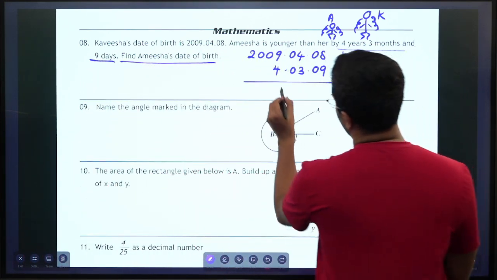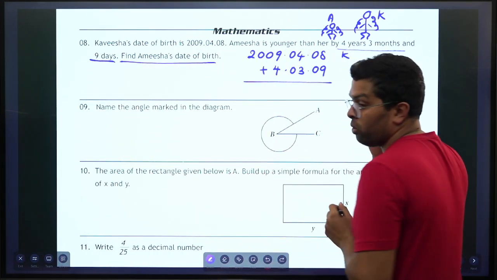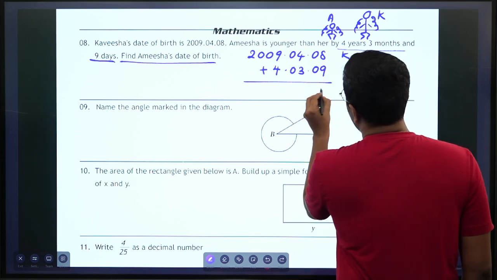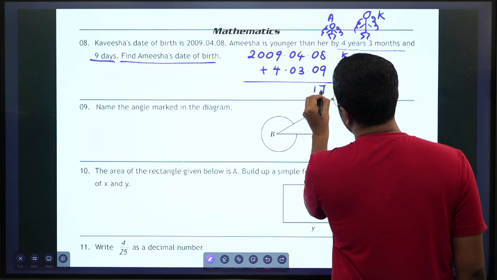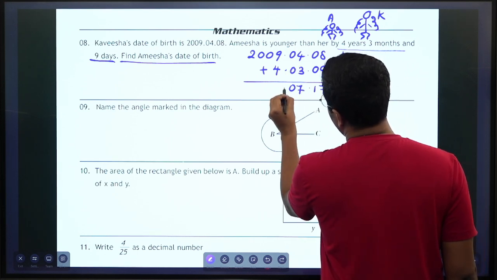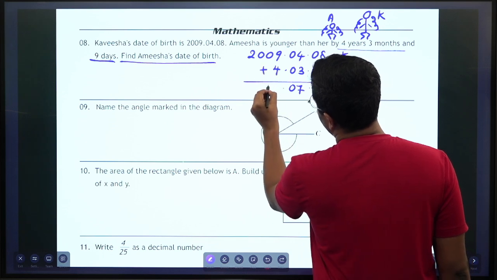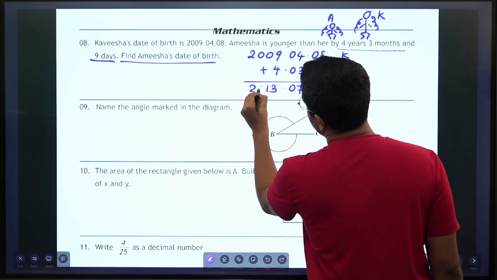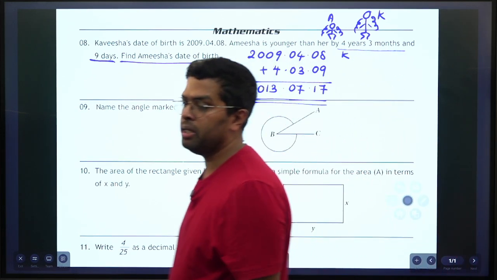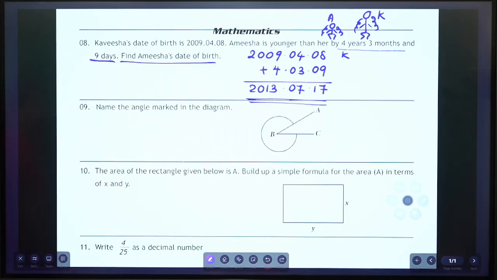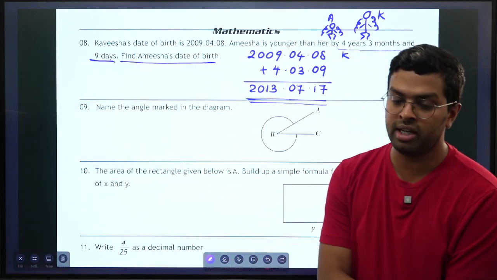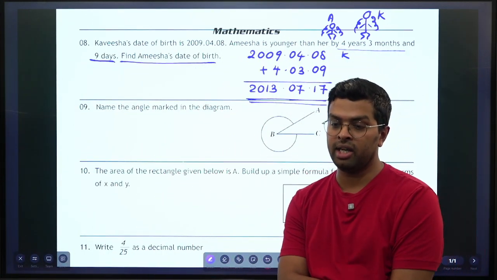No, no, no. What we have to do is add these two times together. So 9 plus 8, a very easy question this time, is 17. 4 plus 3 is 7 again. 9 plus 4 is 13, so 2013. So Amisha is younger, right? Her birthday is 17th of July 2013.